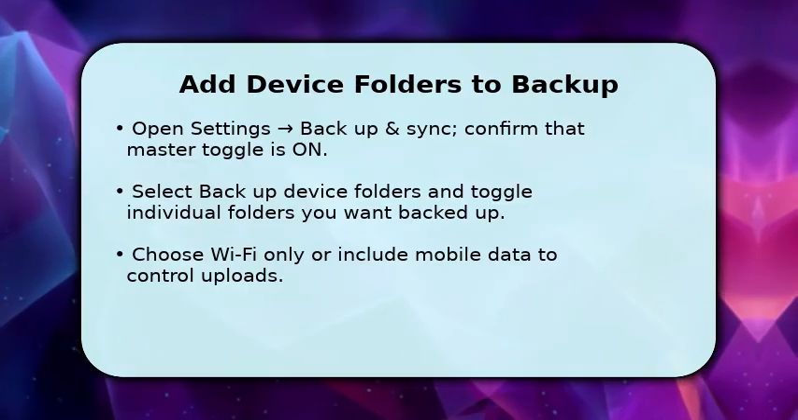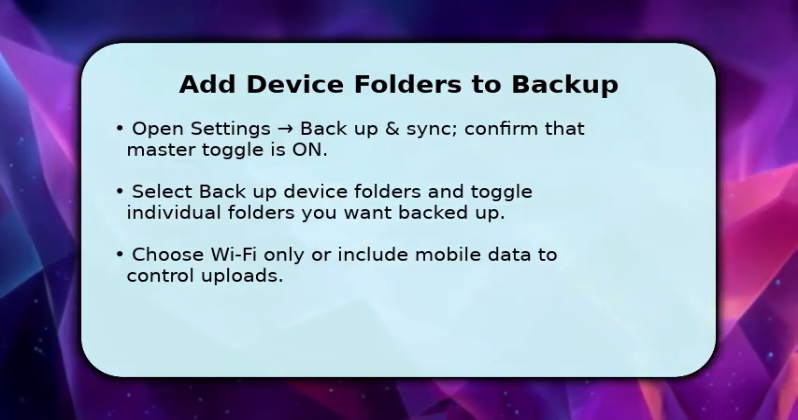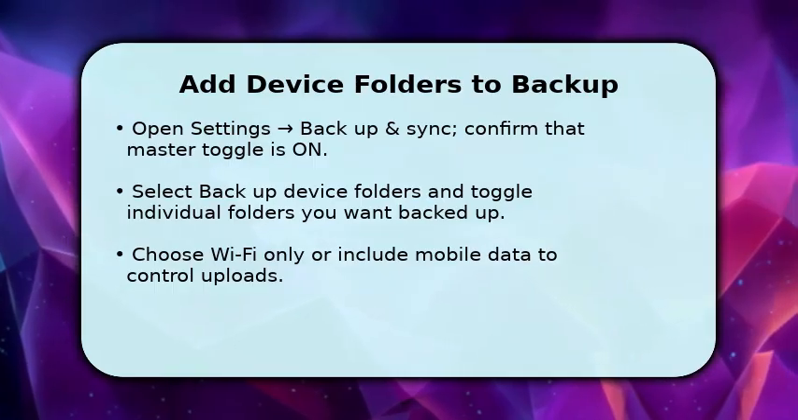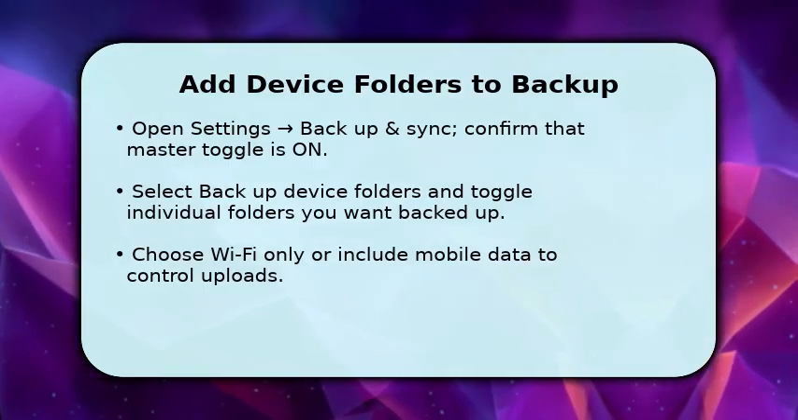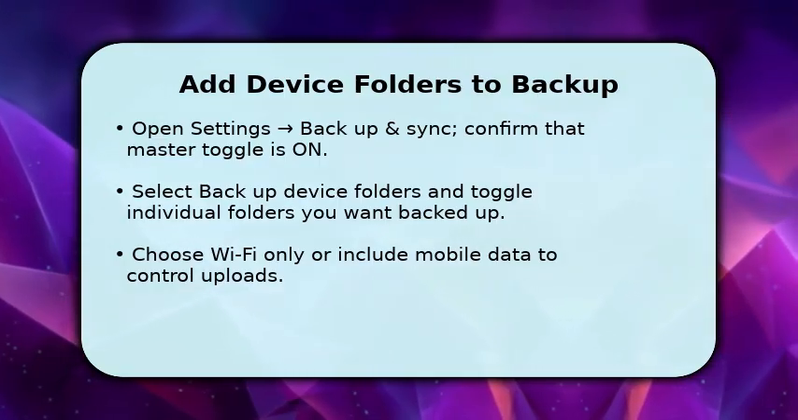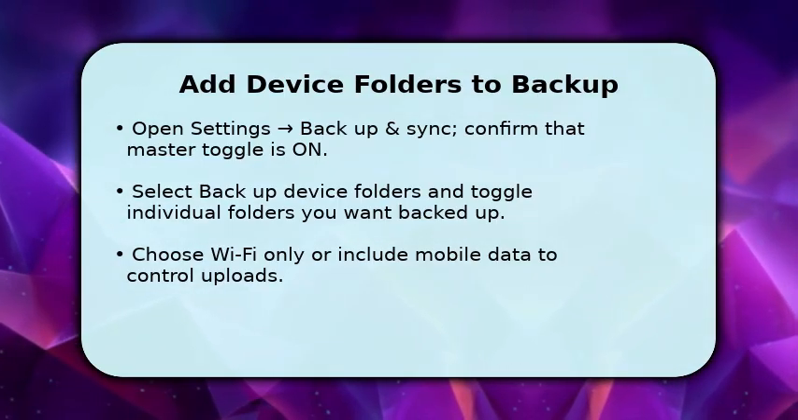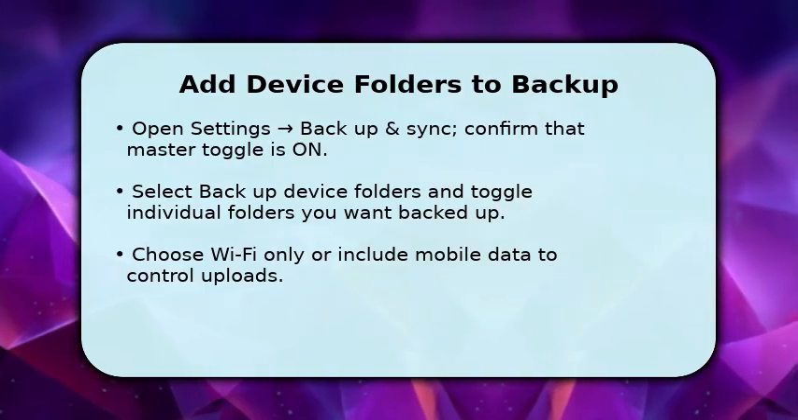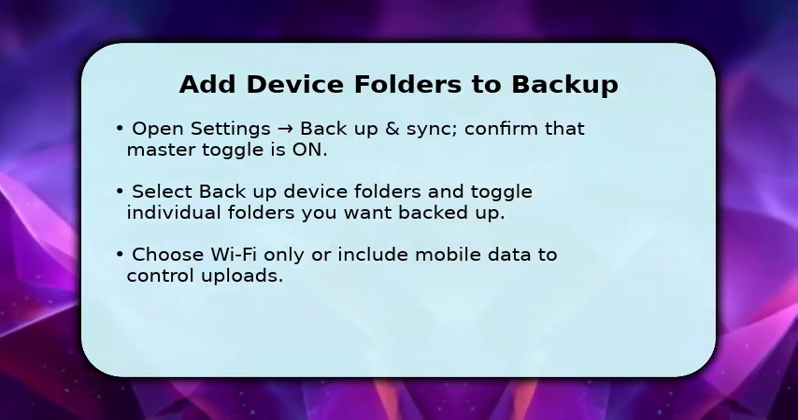Then select Backup Device folders and toggle each folder you want included, screenshots, downloads, or custom camera folders. Make sure to choose Wi-Fi only if you prefer to save mobile data. Otherwise, allow mobile uploads. These steps ensure only the folders you pick are uploaded, which keeps storage.